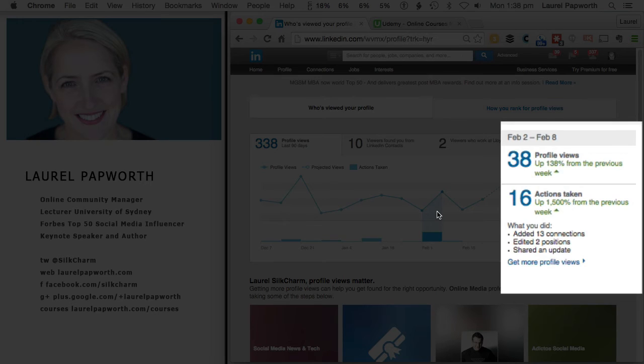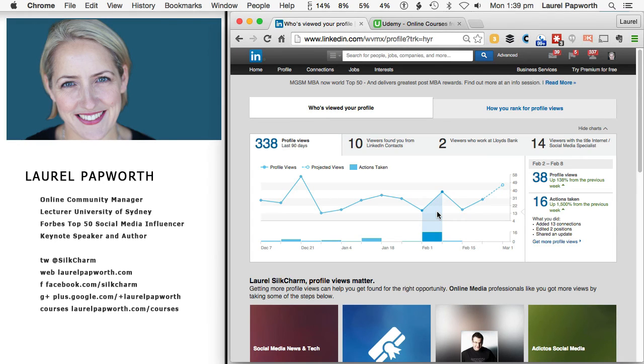So on a Facebook status update, did they click on the link? Something like that for LinkedIn. And it's saying my actions taken were, I added 13 connections or friends, I edited 2 positions, I shared an update. So we're looking at 16 actions taken, 38 profile views for me. Write yours down and make sure you've collected a whole week, not one of these part weeks.